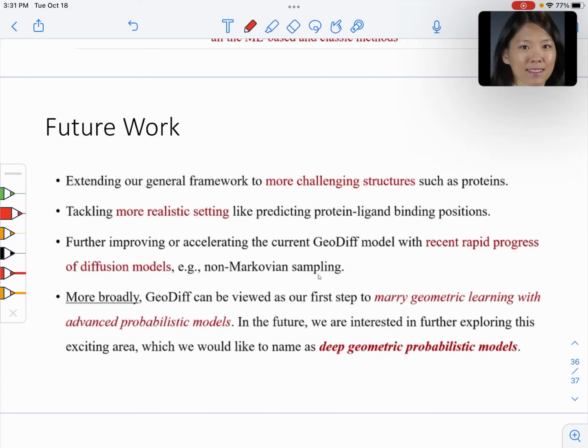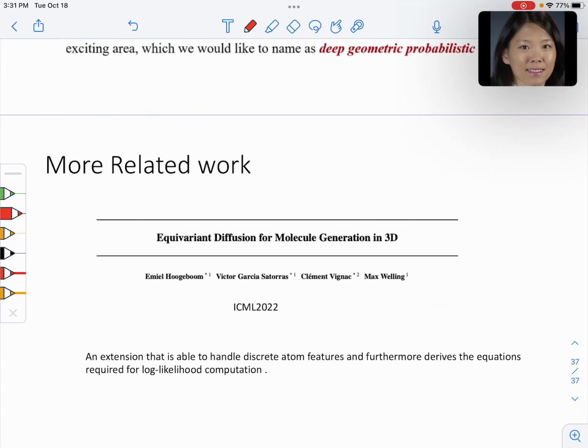And more broadly, they view this method as the first step to marry geometric learning with an advanced probabilistic model, which is the diffusion model. And in the future, they are interested in further exploring whether they can combine these two areas better.